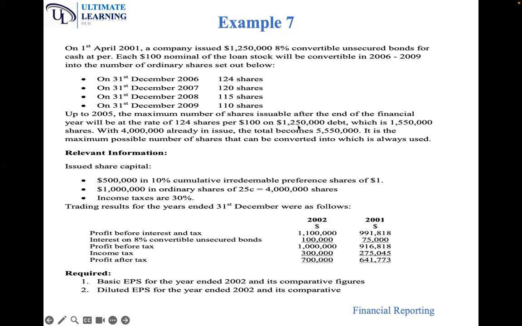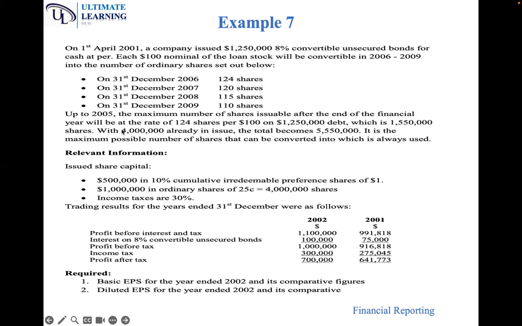So how do we get the 1,550,000? It is basically the amount of the bond. You multiply by 124, you divide by 100 to get the number of shares. I'm repeating, the loan is 1,250,000, and you are being told for every 100 loan, we are receiving 124 shares. So if you want to know the number of shares as a result of the conversion, it will be this loan of 1,250,000 times 124 divided by 100.